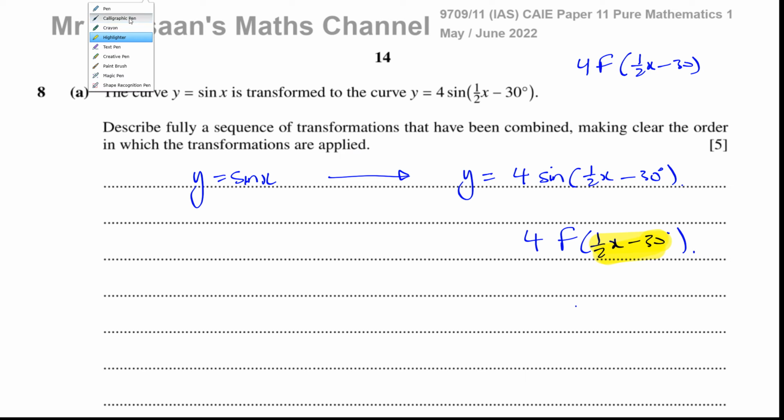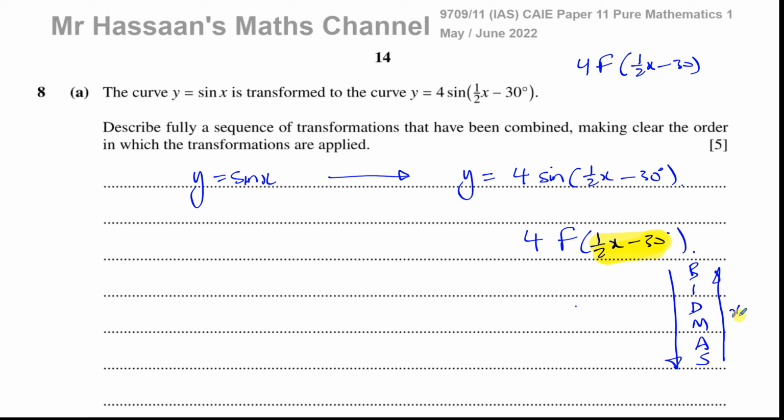Okay, and when we're dealing with what's inside the function, we always do the opposite. So we do the opposite of BIDMAS, the opposite of the order of operations. We know BIDMAS, normally we go this way, but we're going to go the other way for the x. What's inside the function, we do the opposite. So we do addition and subtraction before division and multiplication. So in this case, we're going to deal with the subtraction before the multiplication.